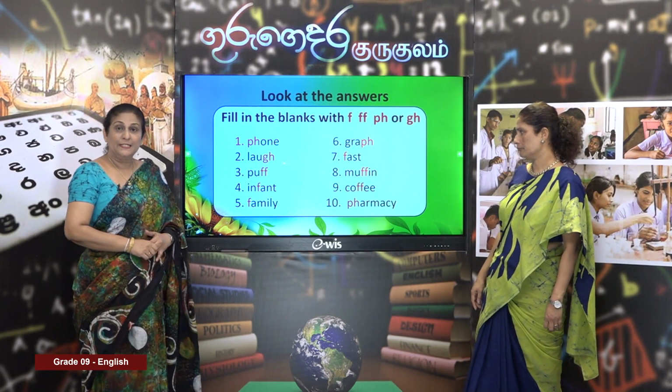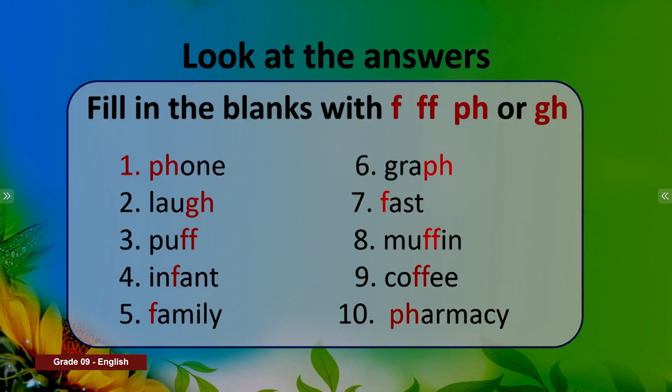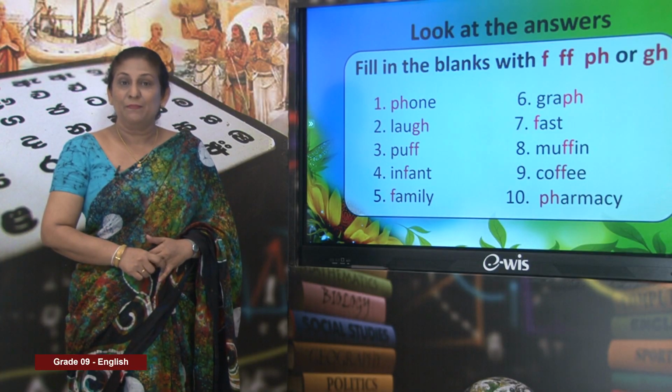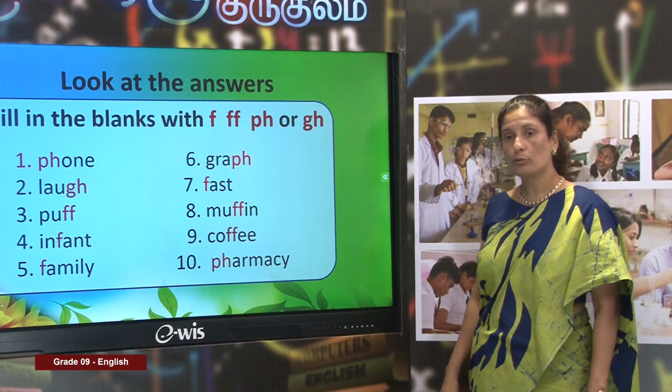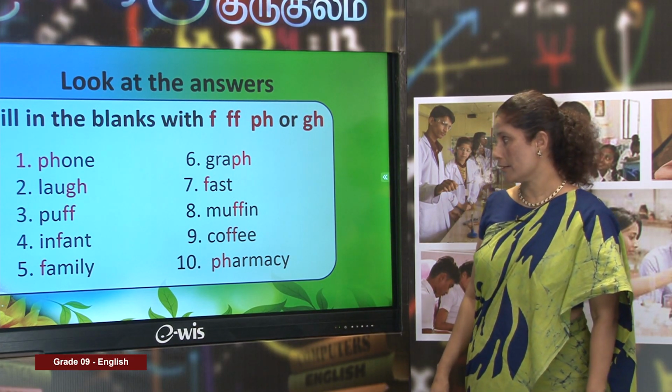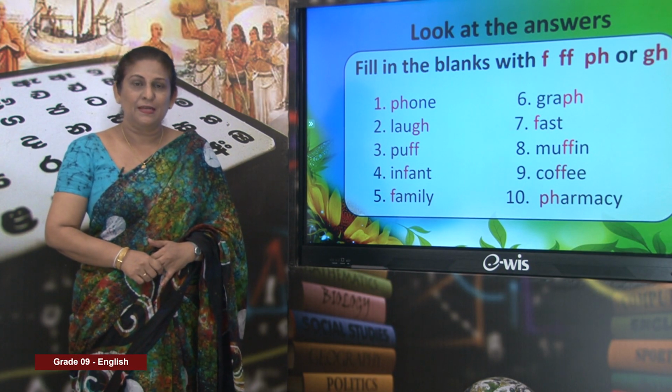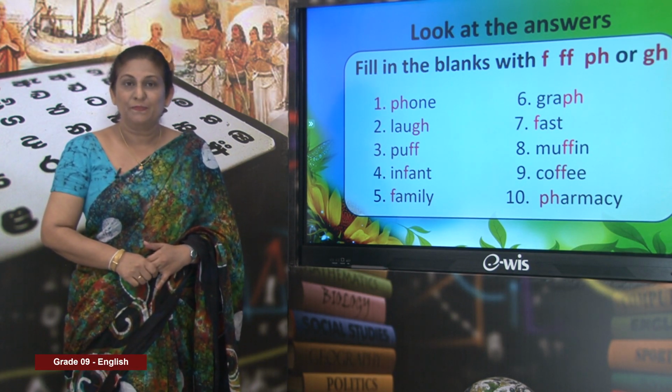The fourth one is infant, F in the middle. Fifth one, family, F at the beginning. Sixth one, graph, and that is the first sound, PH at the end. Seventh one, fast, F at the beginning. Eighth one, muffin, that is at the mid position. Ninth one, coffee, double F at the mid position. 10th one, pharmacy, PH at the initial position.